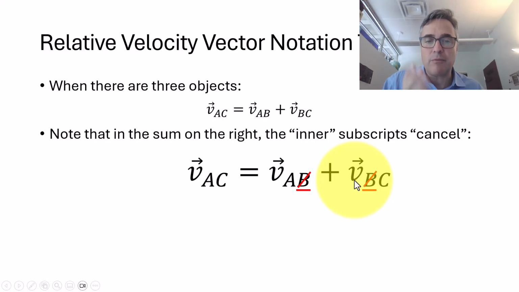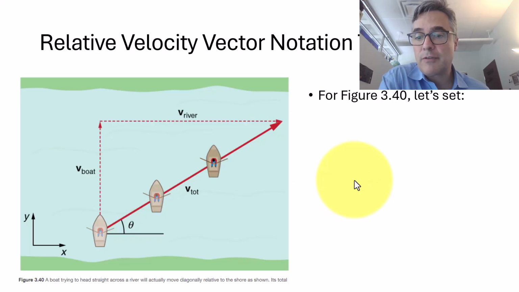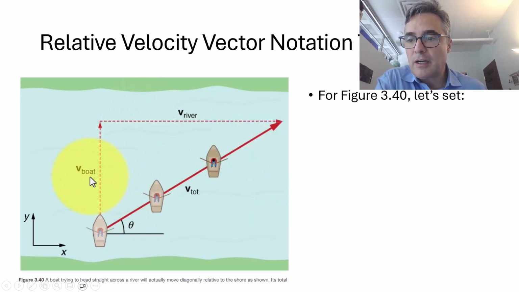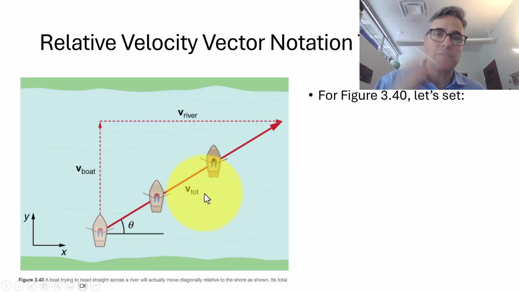It's just a way of me remembering, but it works a lot. This little trick can help you set up the problem so you don't get confused. For example, I find it a little hard. You got V boat, V river, V total. So what's going on is that there's three objects here.